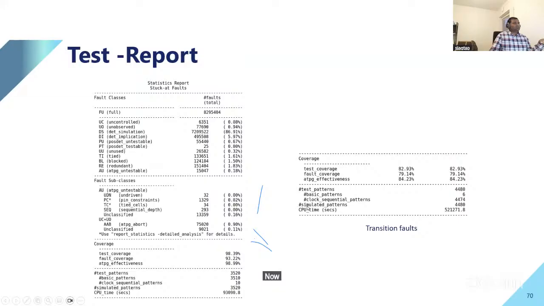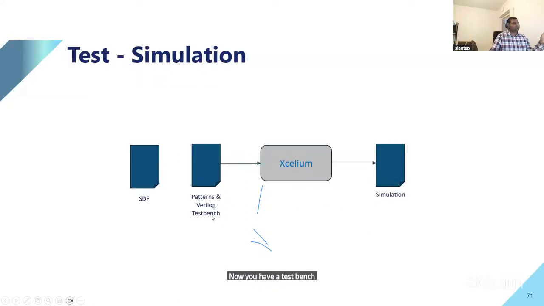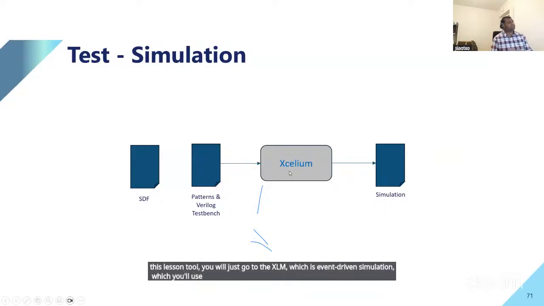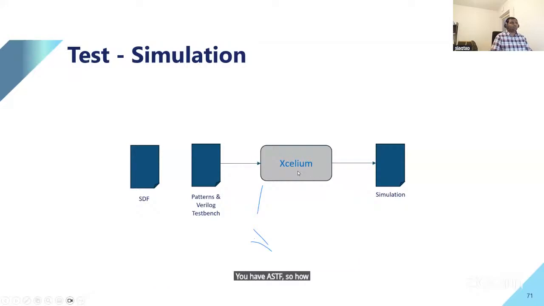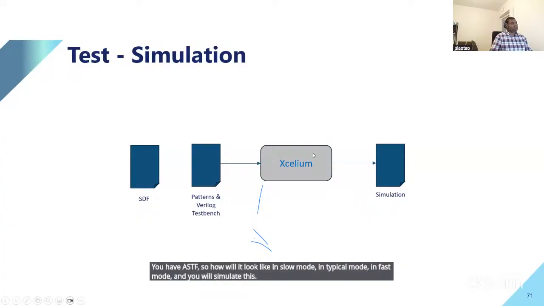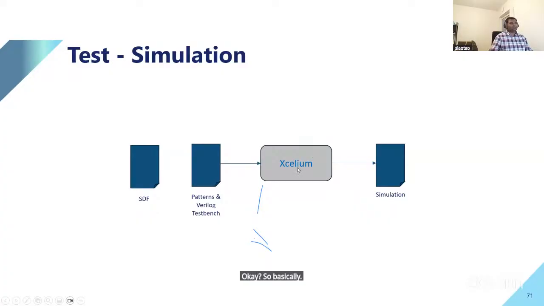Now you have a test bench. So you have test vectors. You have a test bench generated by this tool, and then with this tool, you will just go to the Xcelium, which is event-driven simulation, which you use for your RTL simulation many times. You have an SDF. So how will it look in slow mode, in typical mode, in fast mode, and you will simulate this. Okay. So basically, you are checking your patterns are working fine.